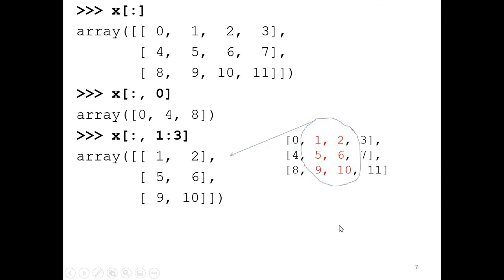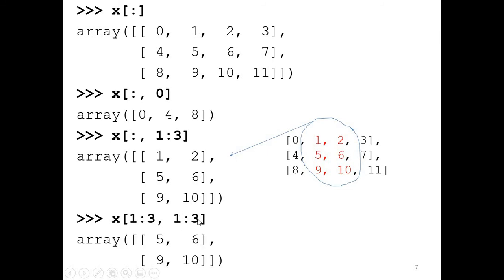If you write 1 colon 3 comma 1 colon 3, that means for the row part you go from 1 to 3, don't touch 3, that means 1, 2 you go, and for the column part also you go 1, 2. So you get back 5, 6, 9, 10. How? You can see from the entire array.